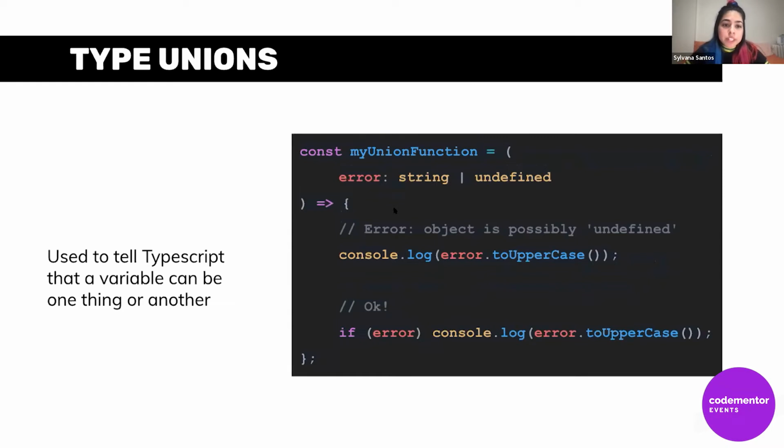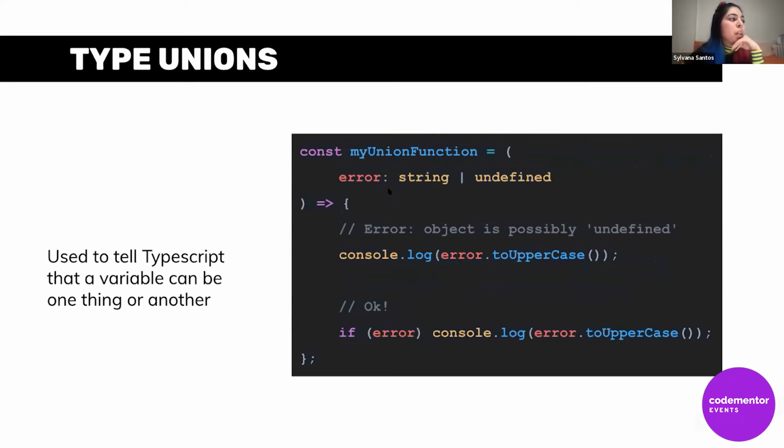So far we've seen examples of some simple types, right? We've seen Boolean, we've seen string, we've seen number, but we can create some more complex types using TypeScript. So one example is type unions. This is used to tell TypeScript that a variable can be one thing or another.